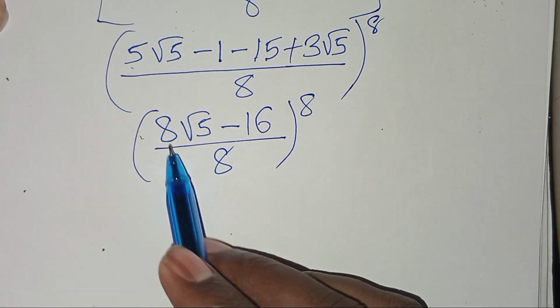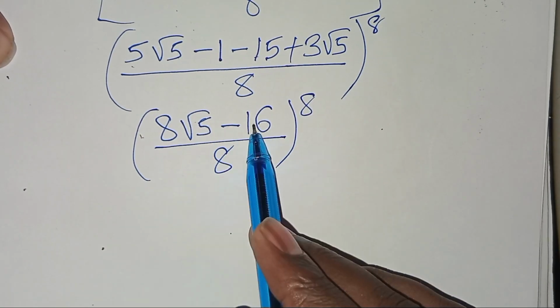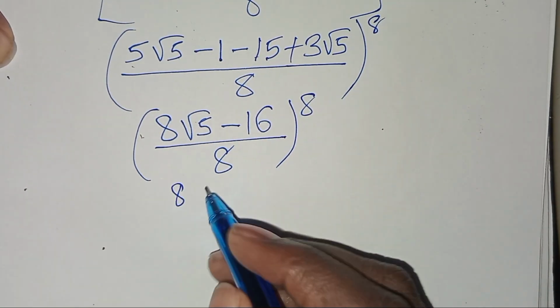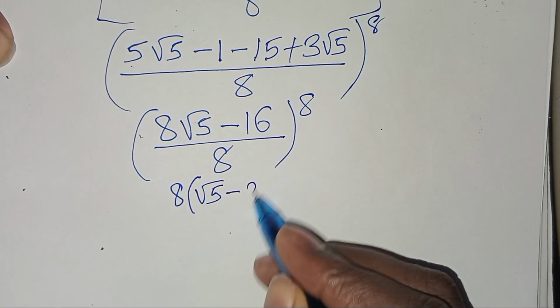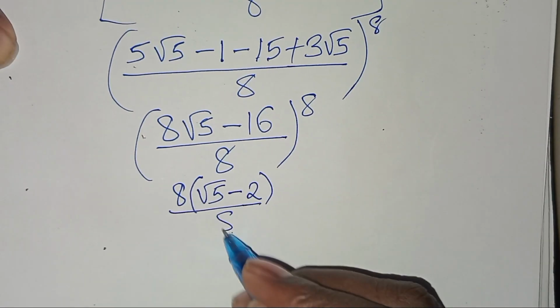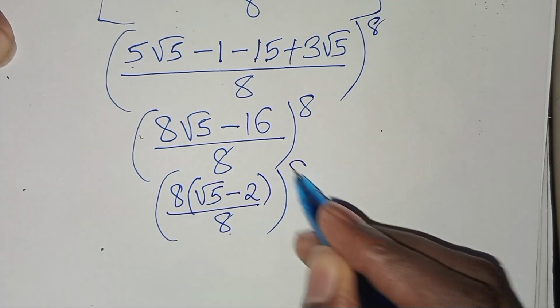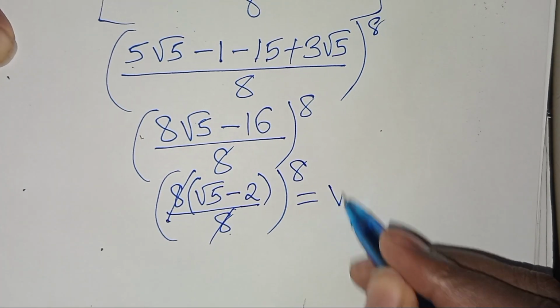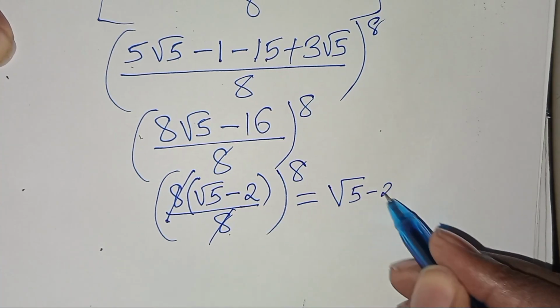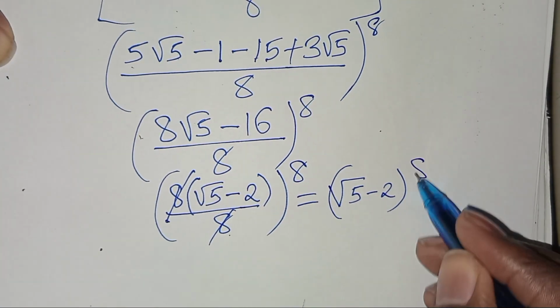Now from here, you find that 8 is common in the numerator, so you can factor out 8, so that we'll have (√5 − 2) divided by 8, raised to power 8. Now 8 and 8 simplify, so that now we'll have (√5 − 2) raised to power 8.